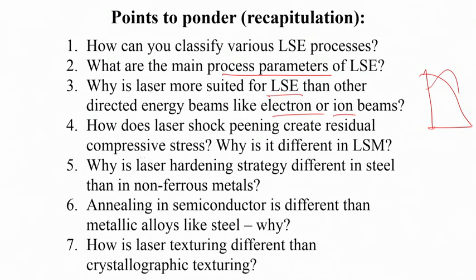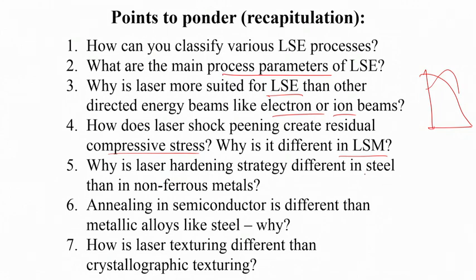Shock peening creates compressive stress because you deform locally a very, very thin layer from the surface and increase the dislocation density. But this effect is different than what happens in case of surface melting, because in case of surface melting you create residual tensile stress because of the tendency for contraction during solidification. We'll discuss that again in the next lecture.